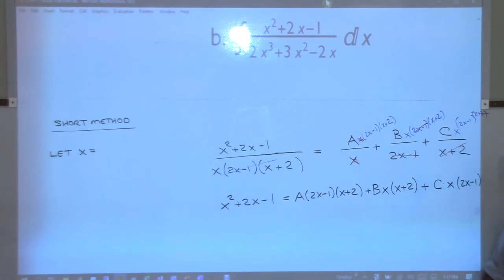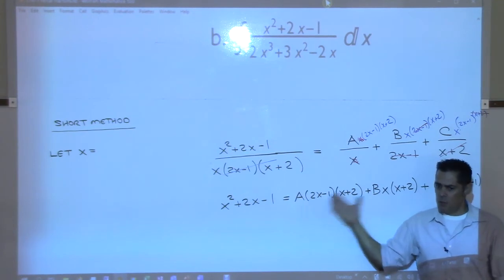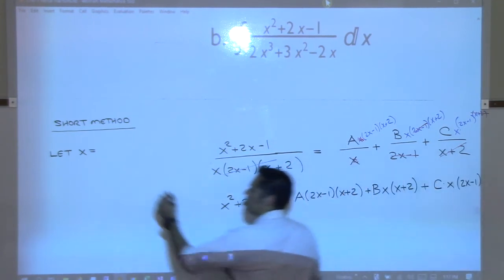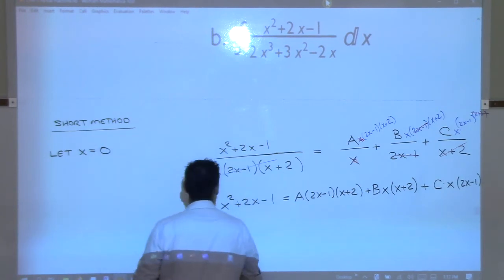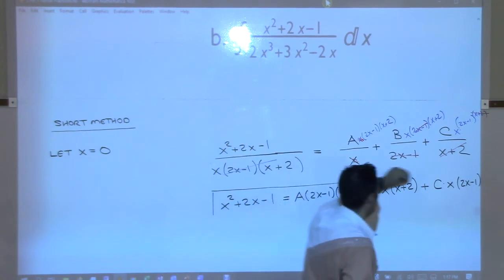x is 0, right? If x is 0, that's going to be a 0. That whole thing goes away. x is 0 here. That whole thing goes away. But since x by itself is not a factor here, right, this won't go away. So we're going to choose x to be 0 right now. Let x be 0. And now what we do is we rewrite this whole line, this whole equation.